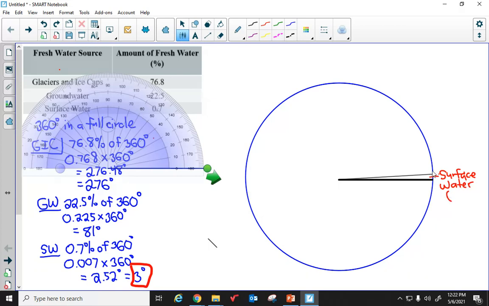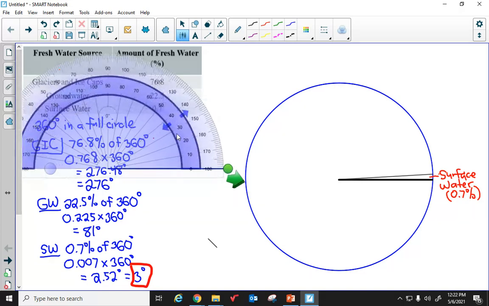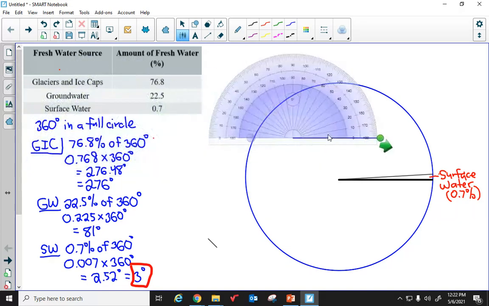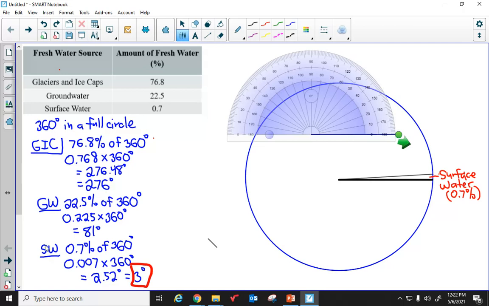And I'm going to identify in brackets which percentage it is, and the surface water is only 0.7% of the total. Okay, the next thing I'm going to do is the next smallest angle. So we're going to do the groundwater angle of 81 degrees.